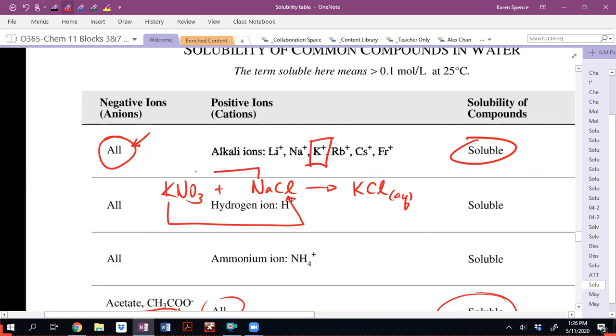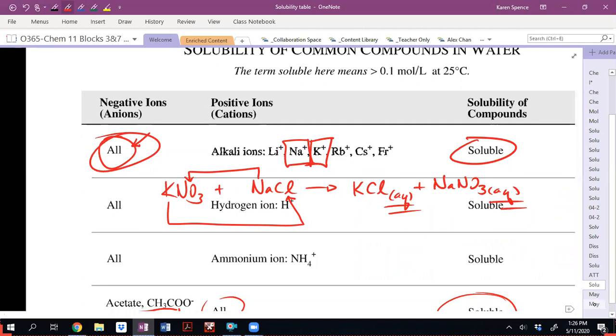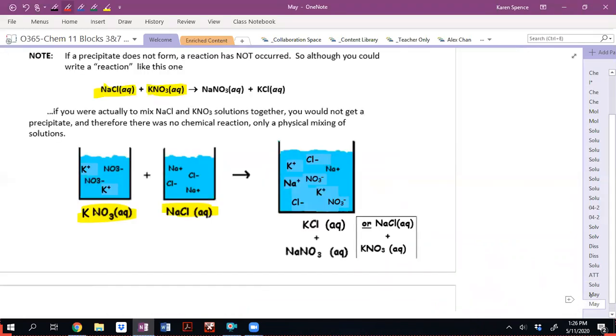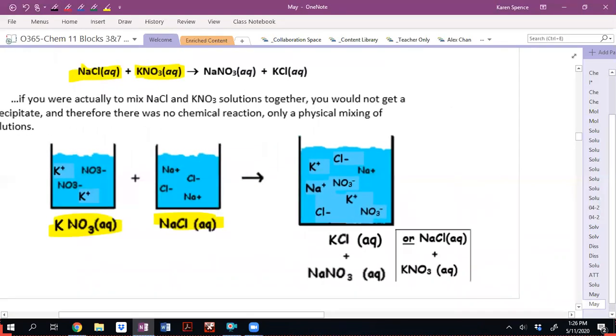My sodium cation is going to get together with my nitrate anion, NaNO3, aqueous, because sodium is soluble with everything. So my products are both aqueous. And we can see that if we go back here and we look and we say, oh, look, everybody is aqueous.